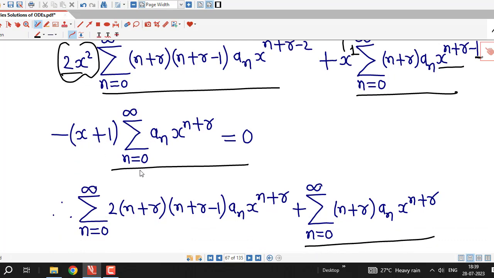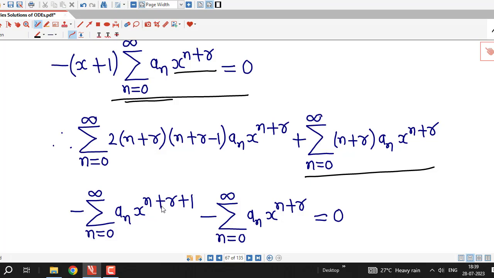Here I will multiply this summation by x as well as 1, and I will take the negative sign, and x into this will give me x raised to n plus r plus 1, that is minus sigma an x raised to n plus r plus 1, and minus sigma an x raised to n plus r equal to 0.